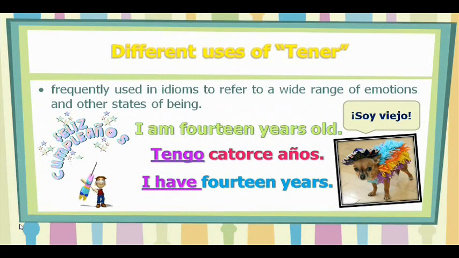Now, there are some circumstances that tener is going to be used in different ways than the English verb to have. Tener sometimes is used very similar to the verb to be in English. So it's used frequently in idioms to refer to a wide range of emotions or other states of being. For example, if you wanted to say I'm 14 years old, what you're literally going to end up saying is I have 14 years. Tengo 14 años.